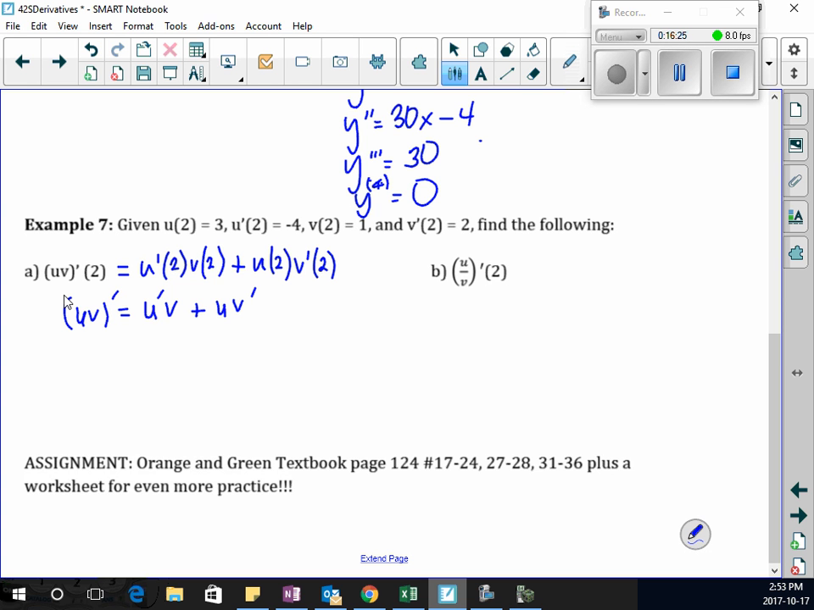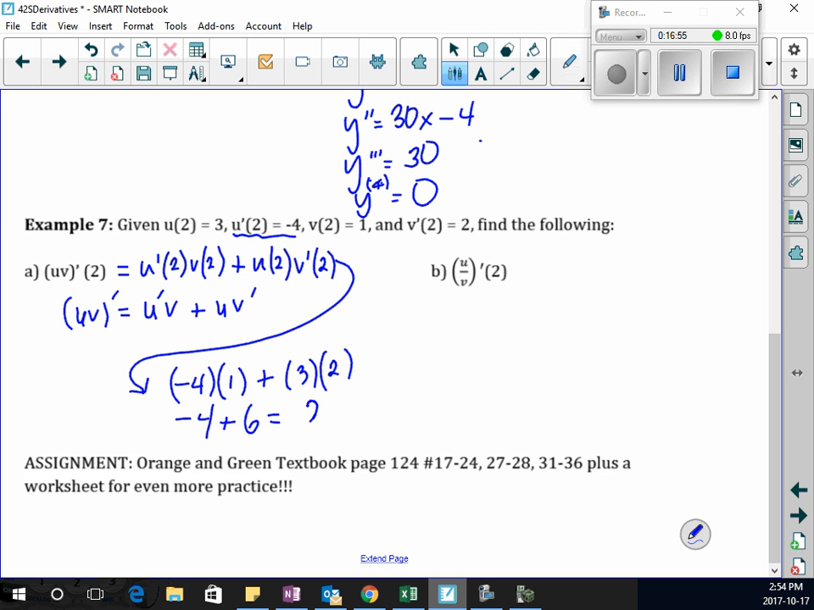So what's u prime of 2? It says it right here. U prime of 2 is equal to -4. So I'm going to put it down here. So -4. What's v of 2? It says right here, 1. Plus, what's u of 2? 3. What's v prime of 2? 2. What do we get? -4 plus 6 is 2. So we'll have a multiple choice and all you'll see is the answer is 2 or whatever, and that would be how you do it.